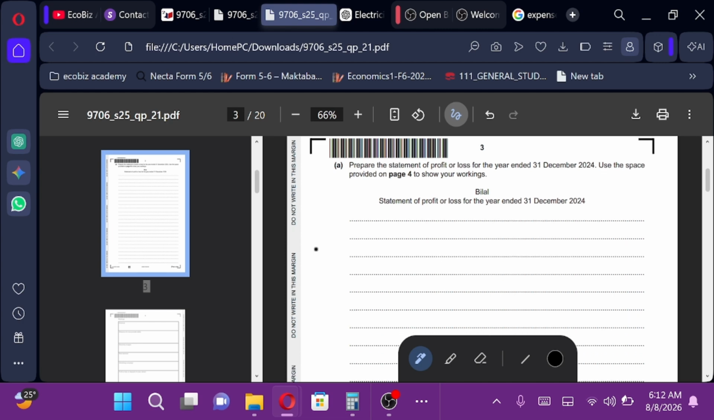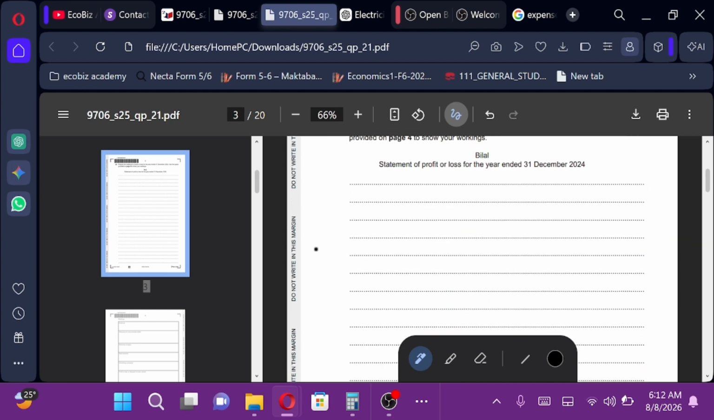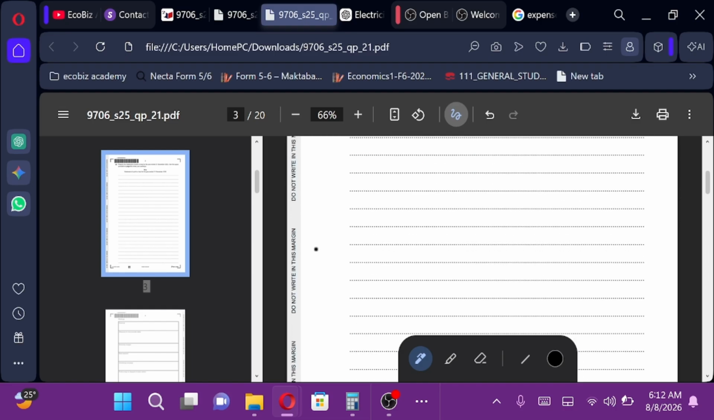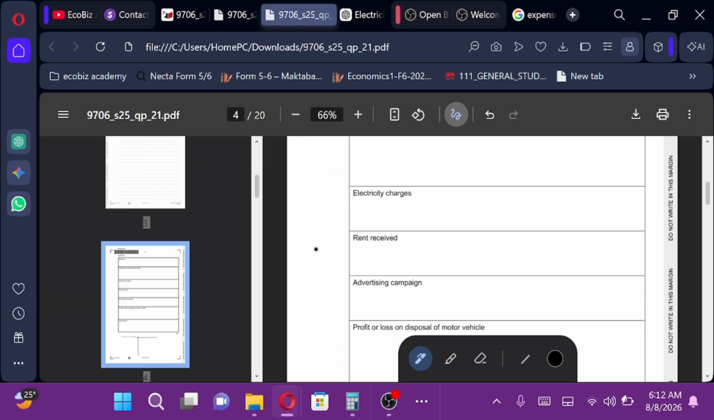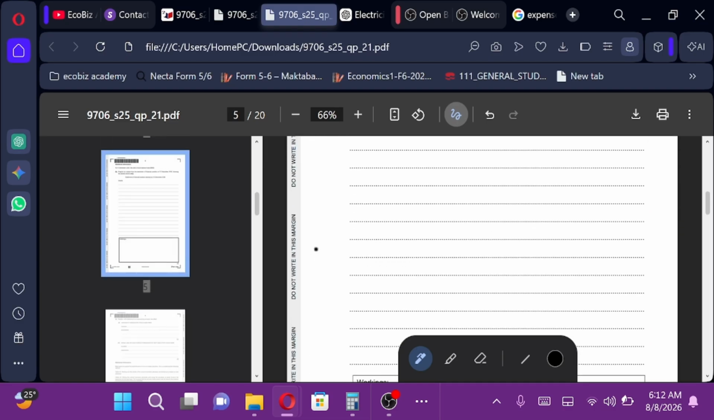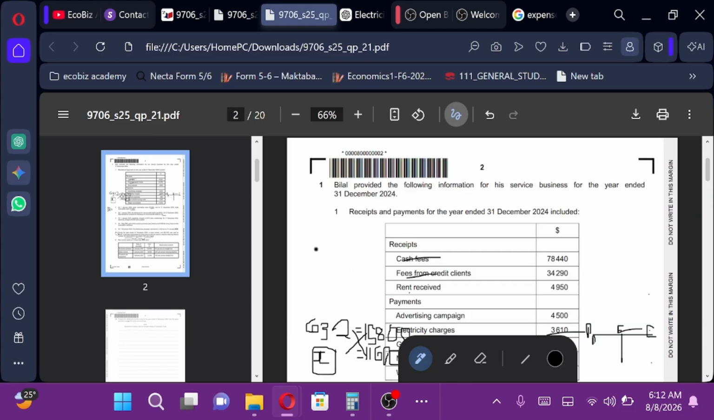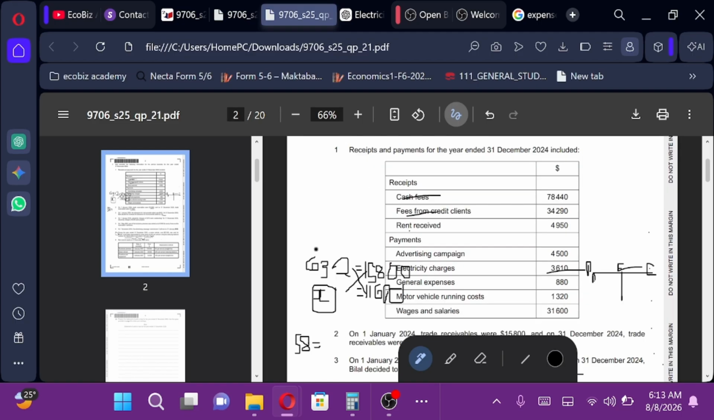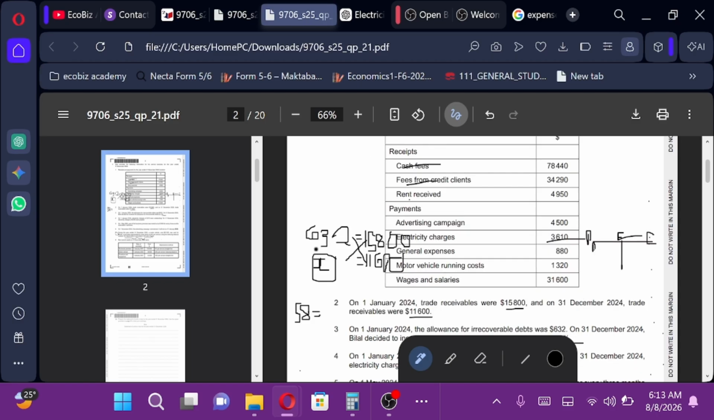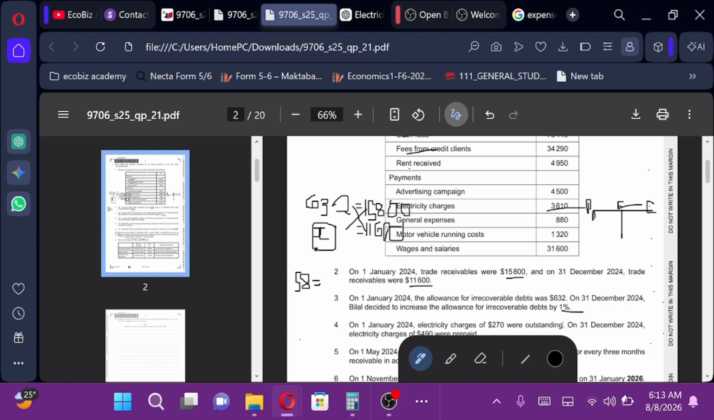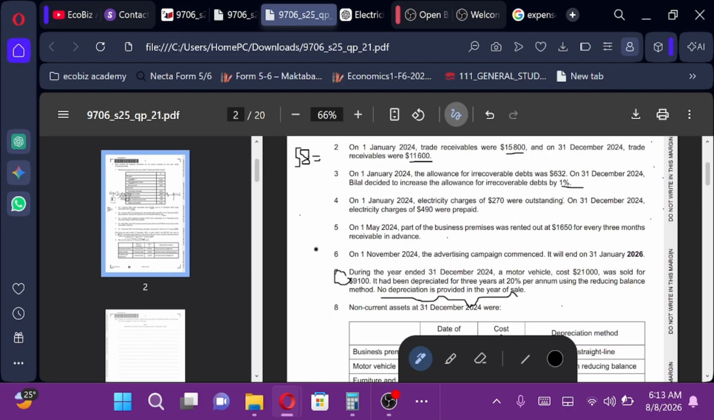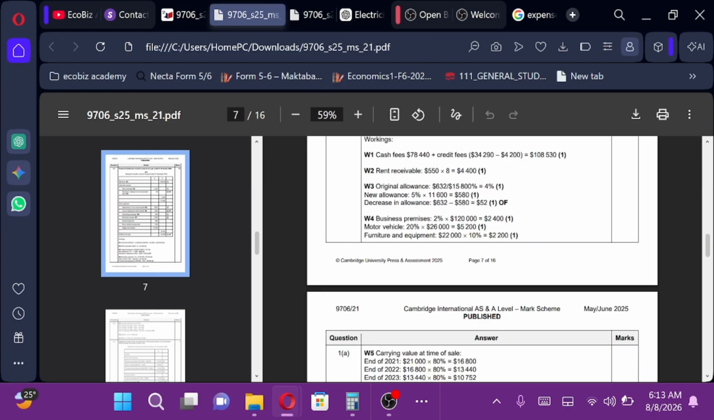So, the statement of financial position is basically a snapshot of the business's performance at a certain period of time. So let's go back down. Okay, so here's the information that we're provided with, same one. What we're going to do is look for the assets that we have. Same assets: we have motor vehicle here, business premises, and fixtures and equipment. Let's quickly go back to the marking scheme to check.